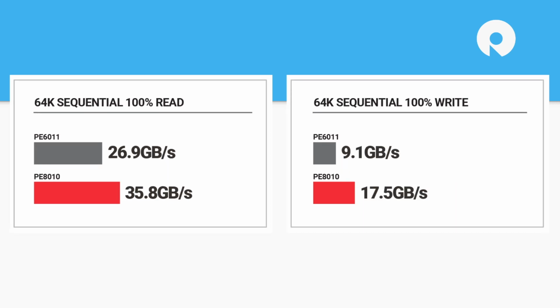And this is on the sequential read side. As you start moving towards the sequential read and write workloads, you can see more of an improvement, especially at the single drive level. Going from the 6011 to the 8010, we went from just under 27 gigs a second to just under 36 gigs a second. And again, almost doubling up on writes on the 64K. Yeah, the 8010 did really well in its write performance.